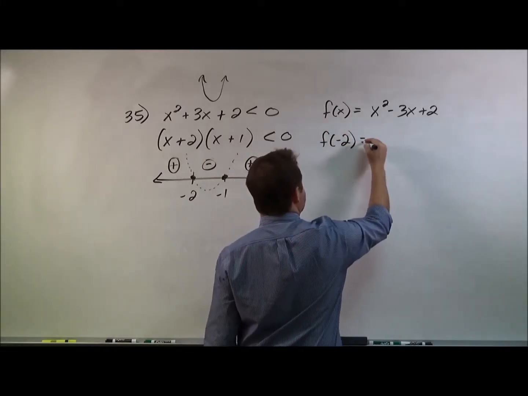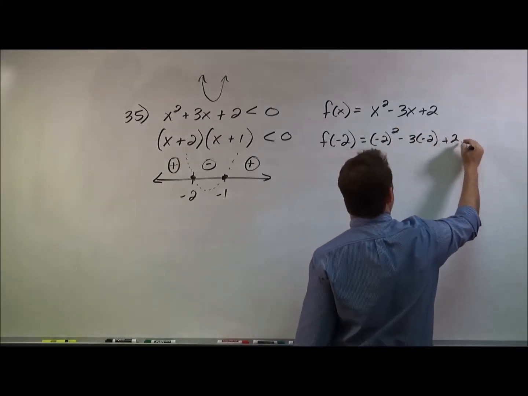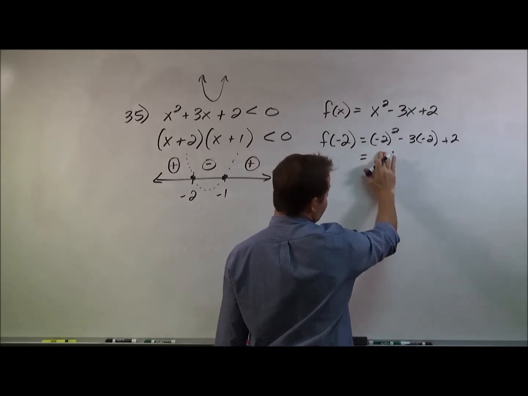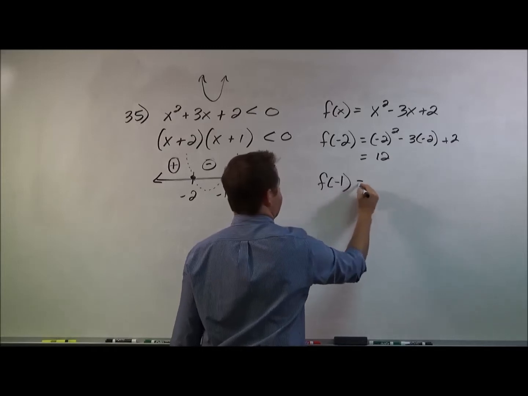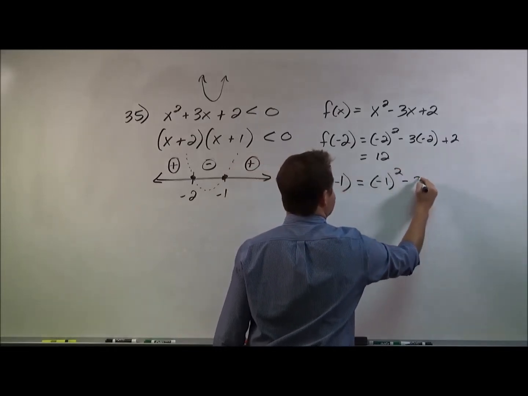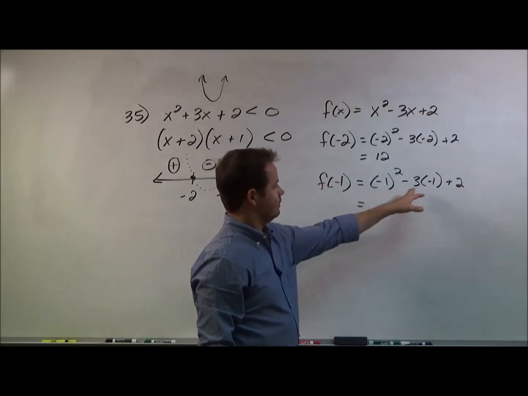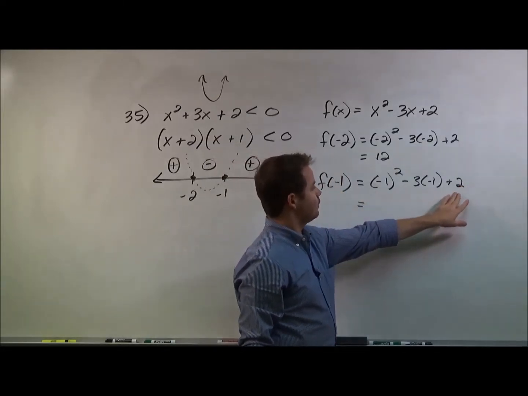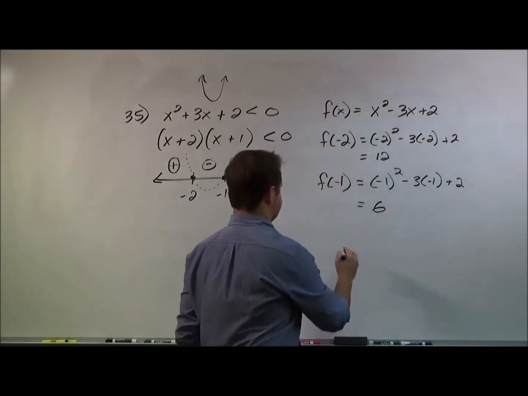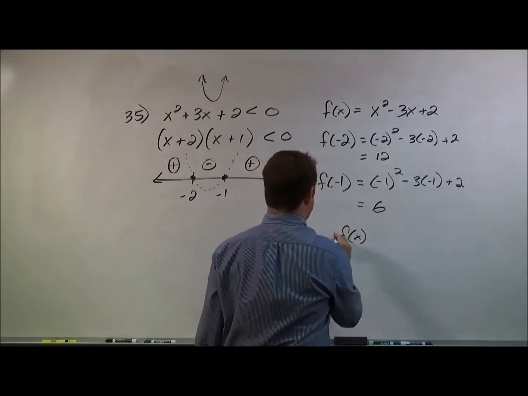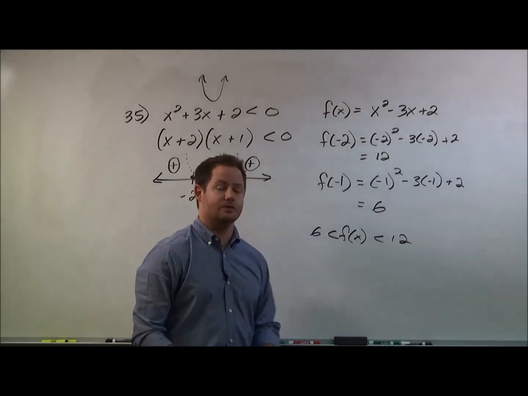f of -2 would be (-2) squared minus 3 times -2 plus 2. That's 4 plus 6 is 10, plus 2 is 12. And f of -1 would be (-1) squared minus 3 times -1 plus 2, which would be 1 plus 3, which is 4, plus 2, which is 6. So the range of values for this function, f of x, would be from 6 to 12. And that's what you're going to look for in your answer choices on this question.